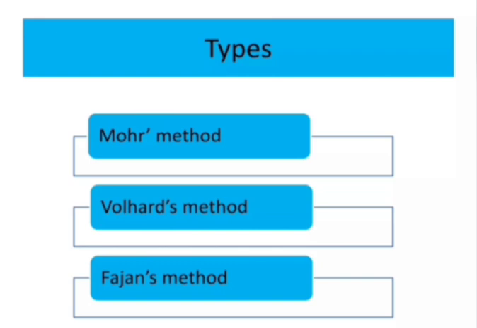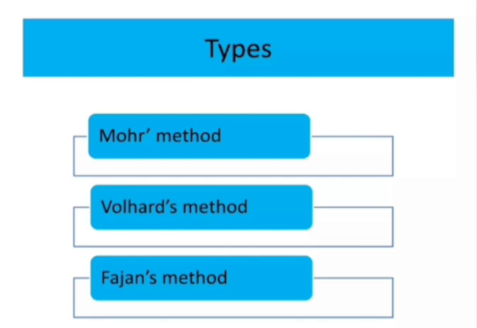Next, types of precipitation titration. The precipitation titrations using silver nitrate with chlorides, bromides, iodides and thiocyanates are mainly used. This precipitation titration is also known as argentometric titration, since silver is always involved during the reaction. Therefore, these titrations have limited use.